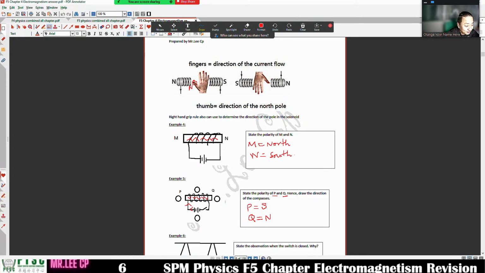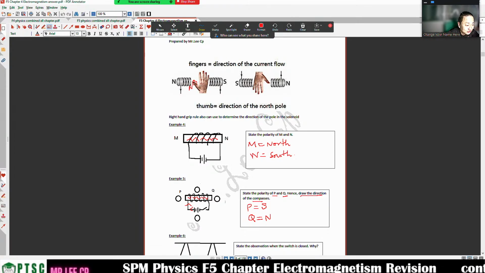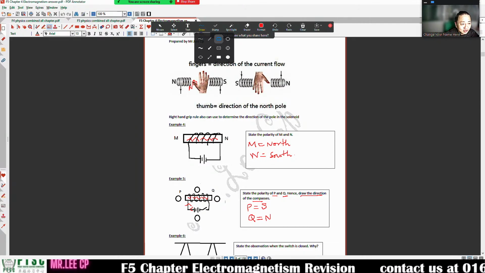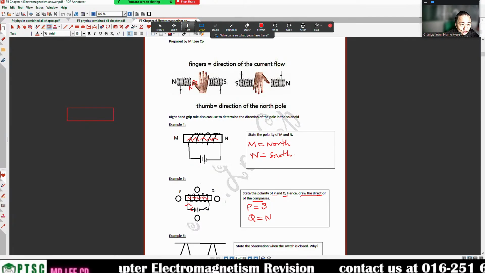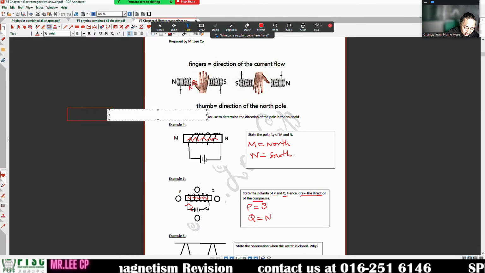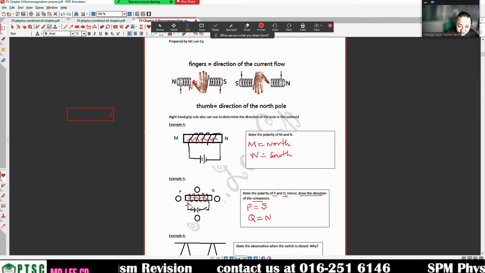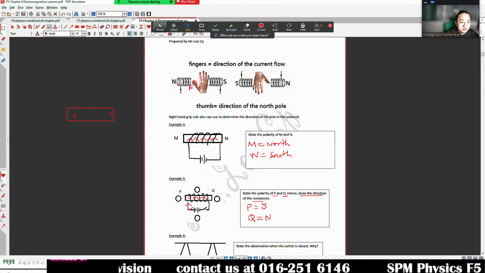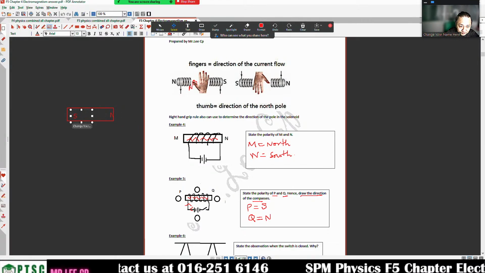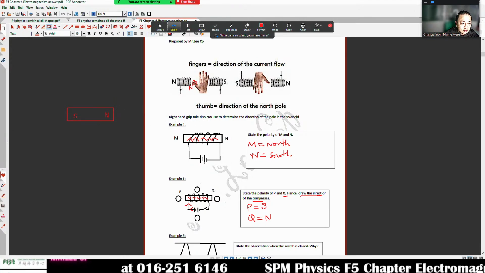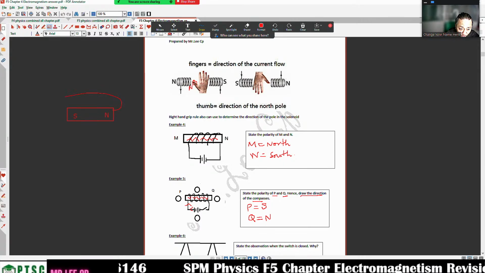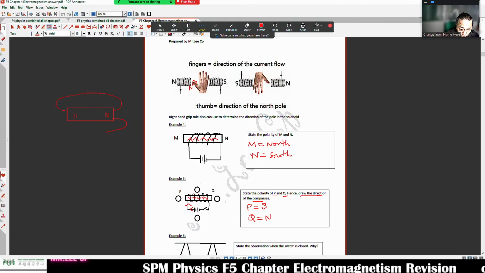Now, if they ask you to draw the direction of the compass here, you need to draw the direction. We know Q is a north pole, and this one is a south pole, right? So you need to draw the field from north to south.